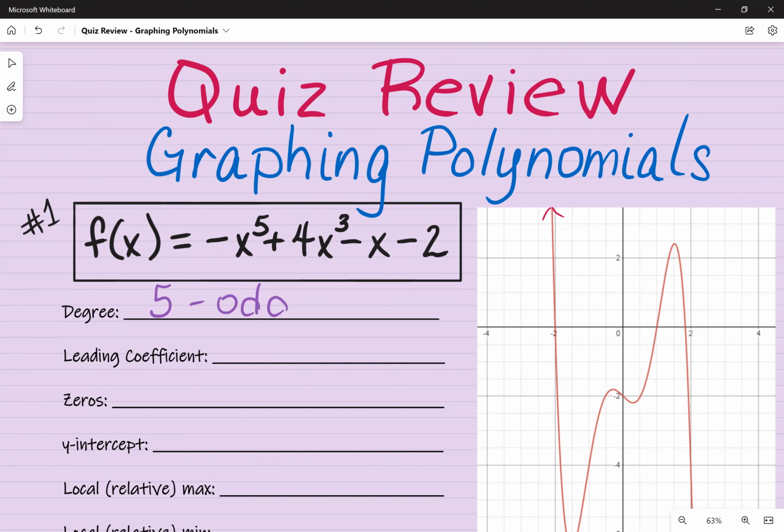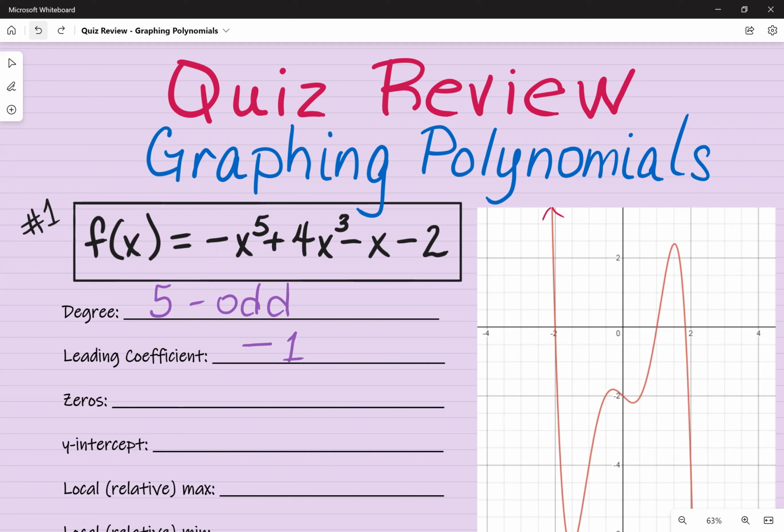Your leading coefficient, the sign, is actually telling me that the end behavior of my graph is pointing downward. So therefore, my leading coefficient should be -1. In this case, it is -1.